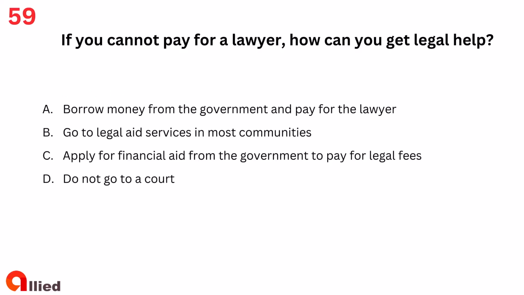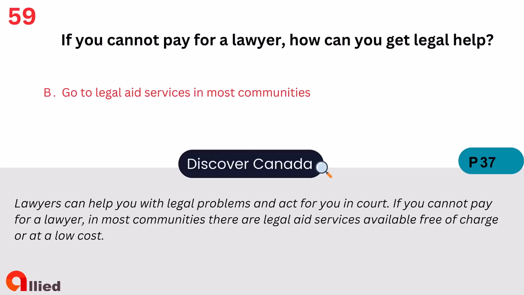Question 59. If you cannot pay for a lawyer, how can you get legal help? A. Borrow money from the government and pay for the lawyer. B. Go to legal aid services in most communities. C. Apply for financial aid from the government to pay for legal fees. D. Do not go to a court. The answer is B. Go to legal aid services in most communities.